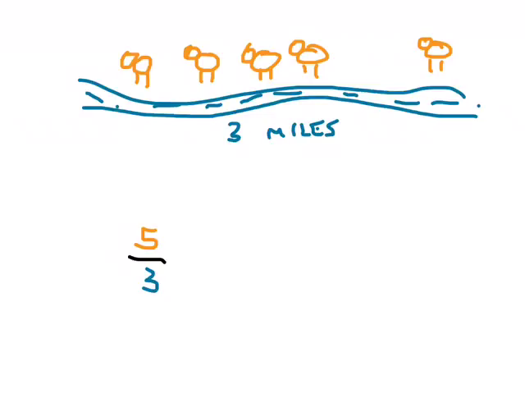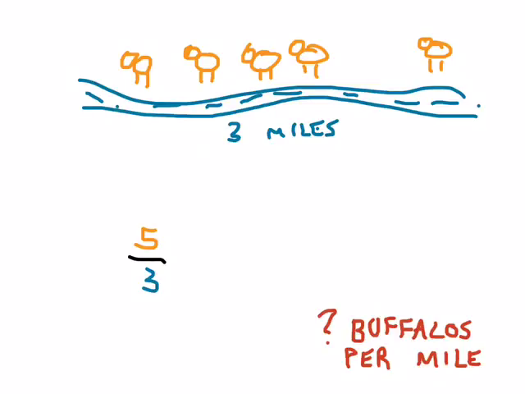Now, the problem is that reducing these is trickier because I don't have a number I can divide both 5 and 3 by, and neither of those is going to be 1. Or at least they won't be whole numbers together if I do divide them by the same number. That's okay. One thing we want to understand is how we can put this information into a proportion and make it easier to solve possibly. So if I still want to know the number of buffaloes per mile, I can again set this up as a proportion to represent the idea I'm looking for.